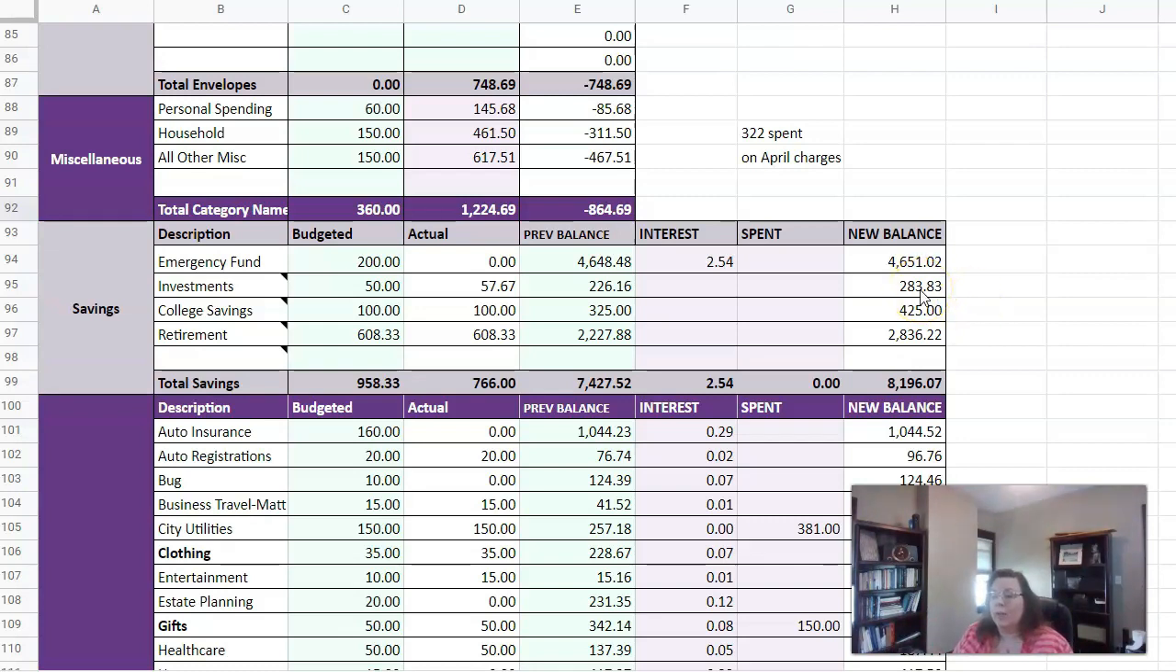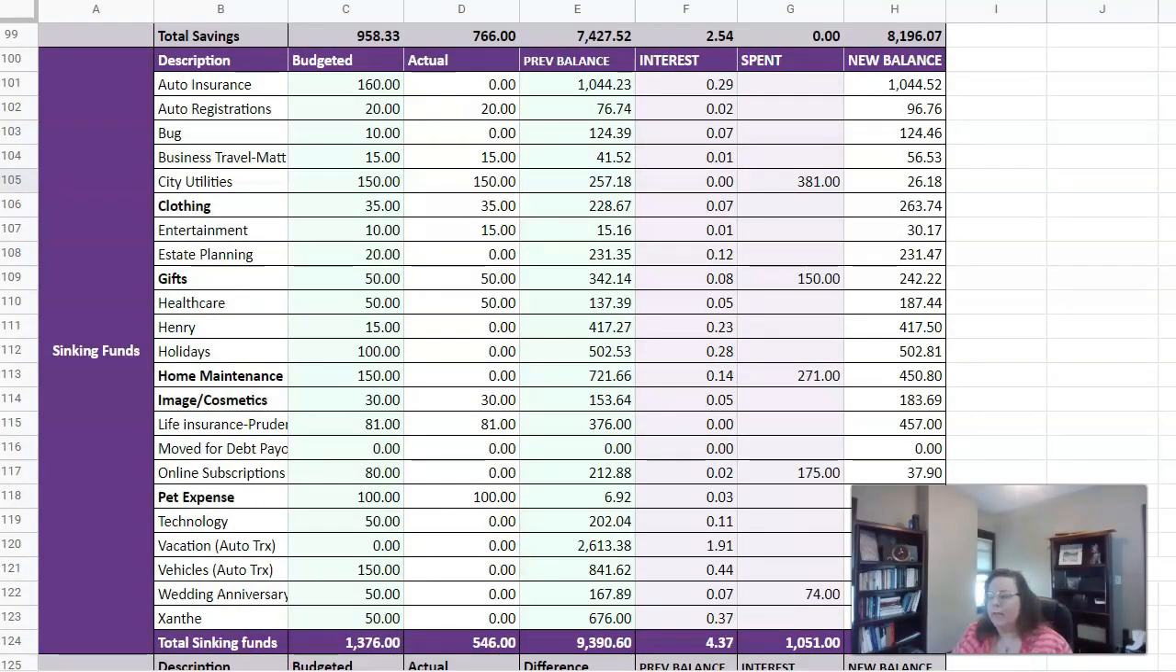So 283 is what we've done total in investments this year, 425 to college savings, and 2,836 to our retirement plans. And this number does not include the employer match that I get. This is just our contributions that we put into it.